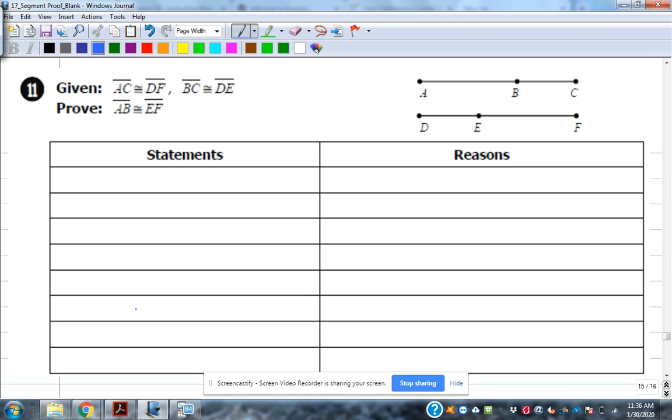Since they're AC, I think you should just go ahead and get them out of the way there for this one. AC congruent to DF and DC is congruent to DE. I'm going to make that clear that that's an F and not an E. See if you can finish this one.